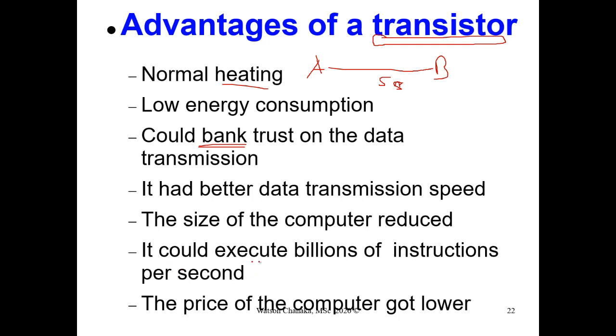It could execute billions of instructions per second. So if you look at the computer ENIAC, which used valves, it calculated, for example, 360 multiplications per second. But now we are talking about billions of instructions per second. So it was now very, very fast in processing.